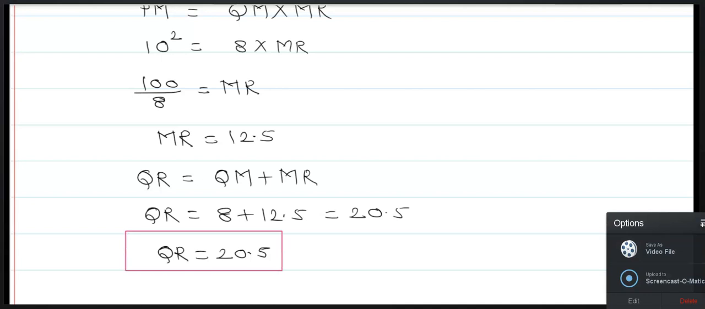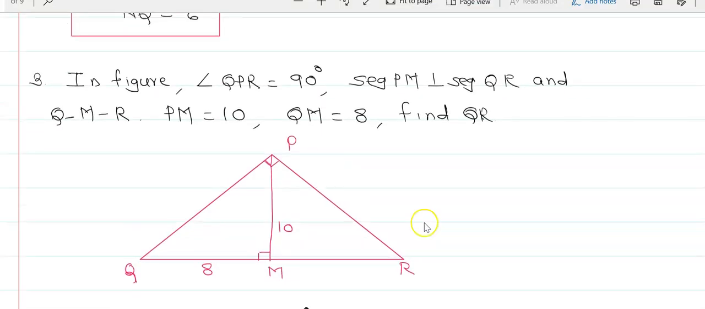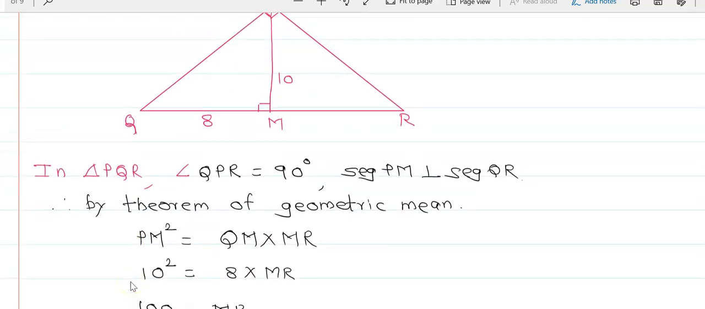Now see this again here from the board. In the figure, angle QPR is equal to 90 degrees. Segment PM is perpendicular to segment QR. M is in between Q and R. PM is 10, QM is 8. Then find QR.